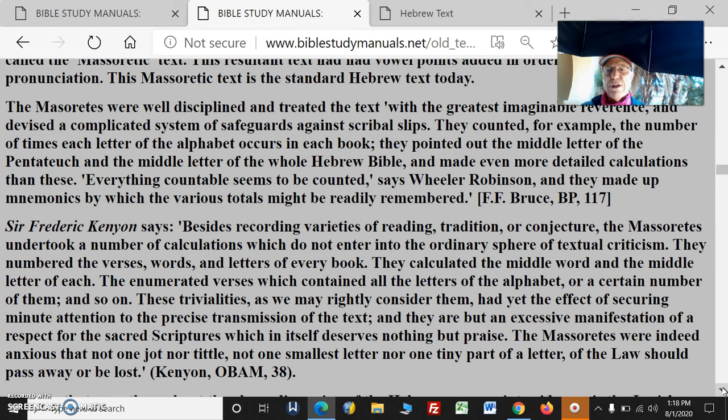They numbered the verses, words, and letters of every book. They calculated the middle word and the middle letter of each. They enumerated verses which contain all the letters of the alphabet, or a certain number of them, and so on. These trivialities, as we may rightly consider them, had yet the effect of securing minute attention to the precise transmission of the text. And they are but an excessive manifestation of a respect for the sacred scriptures, which in itself deserves nothing but praise. The Masoretes were indeed anxious that not one jot or tittle, nor one smallest letter, nor one tiny part of a letter of the law should pass away or be lost."